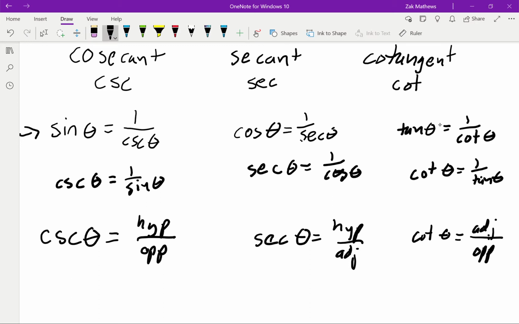Sorry, I just got careless there saying hypotenuse each time, but the tangent does not have a hypotenuse. Tangent is opposite over adjacent, so cotangent should be the adjacent over opposite.